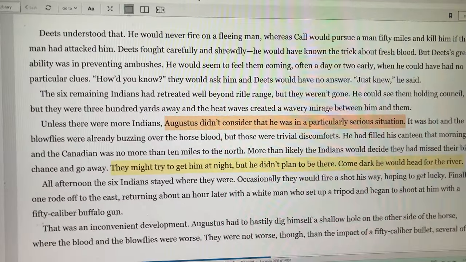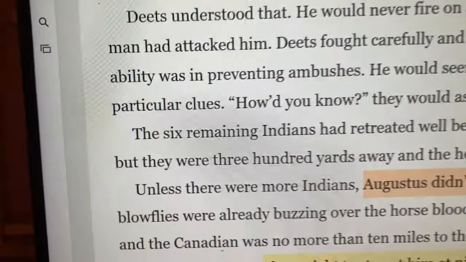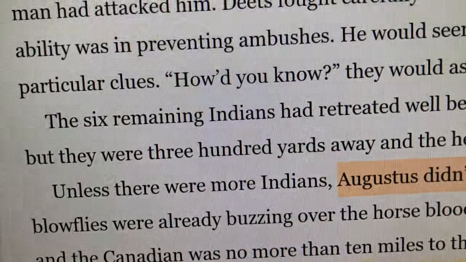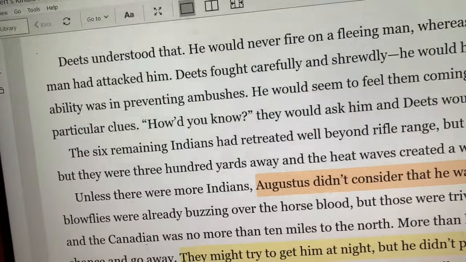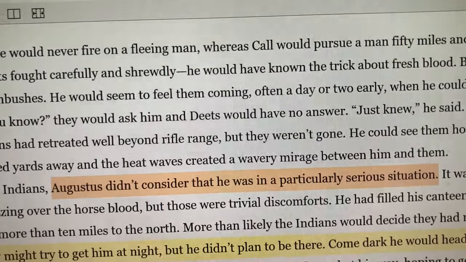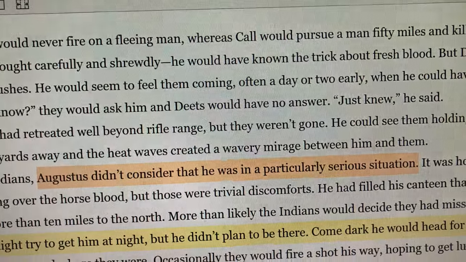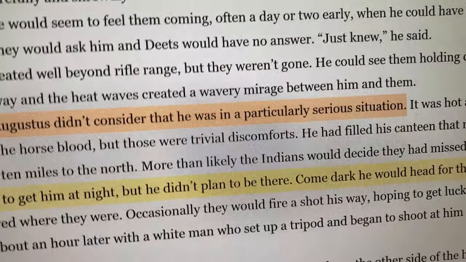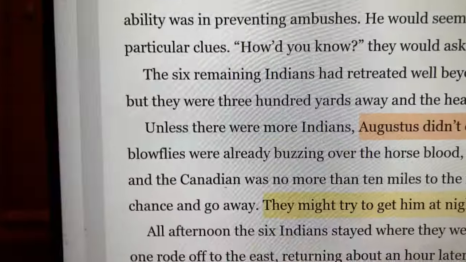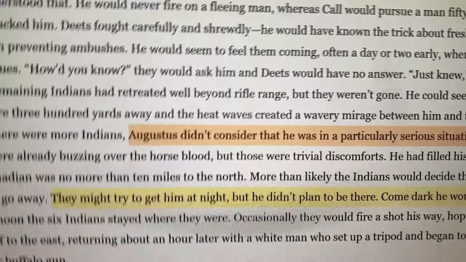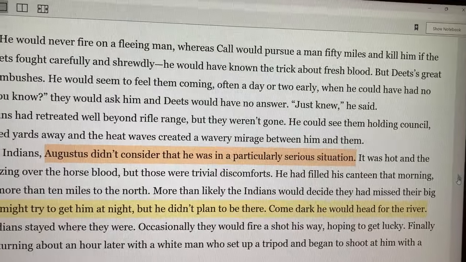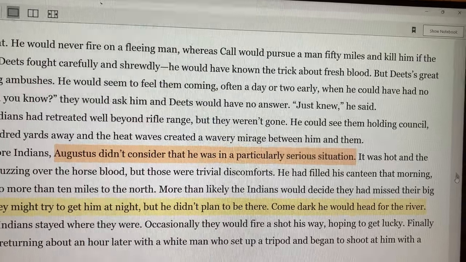And the six remaining Indians had retreated well beyond rifle range. They were 300 yards away, so they couldn't shoot him and he couldn't shoot them. Therefore, Augustus didn't consider that he was in a particularly serious situation. More than likely, the Indians would decide they had missed their big chance and go away. They might try to get him at night, but he didn't plan to be there. Come dark, he would head for the river. So he's made a plan for the next scene and sequel.